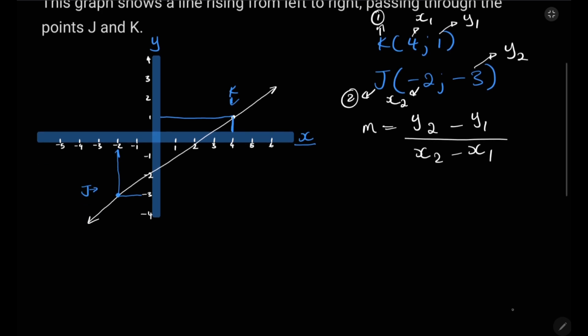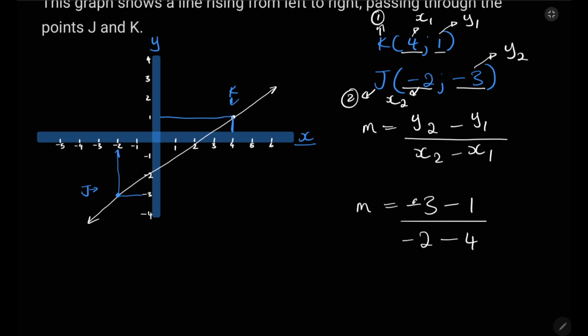Now let's substitute. This will be m is equal to y2. Y2 is negative 3. Negative 3 minus y1. Y1 is 1. All over x2. Where's x2? There it is. It's negative 2 minus x1. X1 is 4. So when you punch this in a calculator, your gradient should be m is equal to 4 over 6.